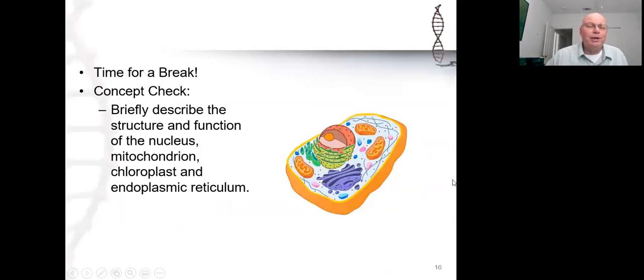So quick concept break, because we've been going for a little while now. So briefly describe the structure and function of the nucleus, mitochondrion, chloroplast, and endoplasmic reticulum. Give you about 30 seconds to think this one through before we address this. If you're taking a break, of course, put us on pause, come back again when you're ready.